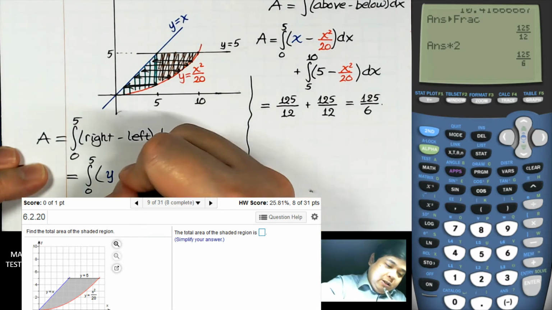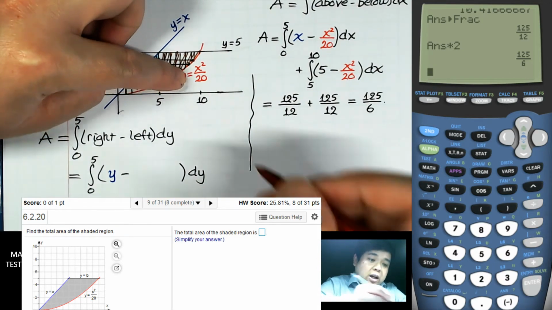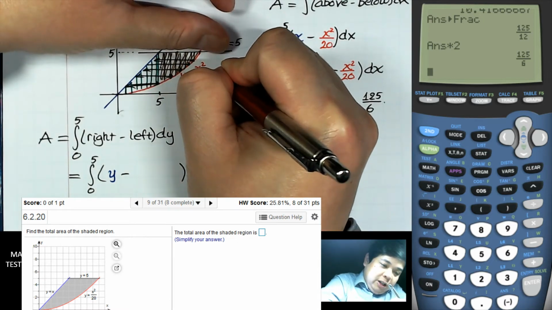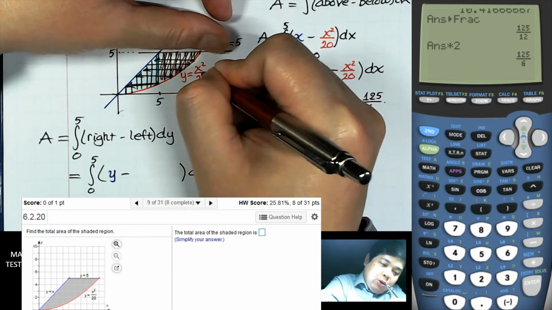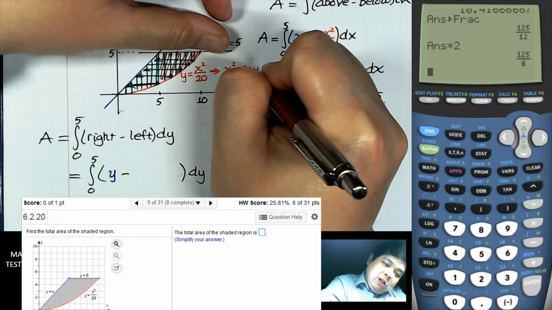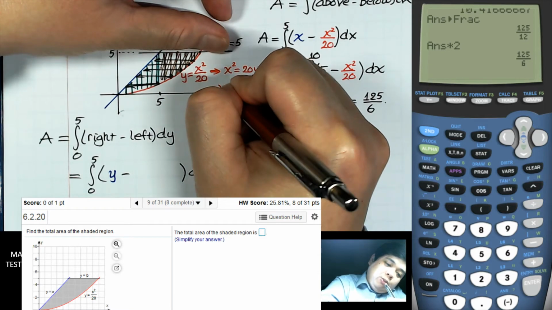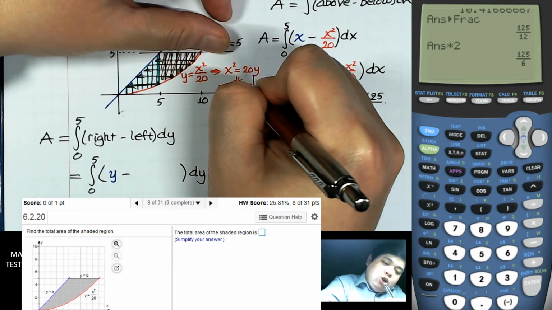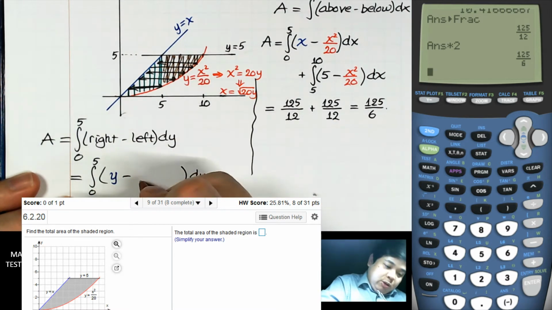Subtract. This has to be in terms of y as well. So we solve for x. X squared is equal to 20y, and we take the square root. So x equal to square root of 20y. That should be plus or minus, but this part is positive, so we just have square root of 20y.